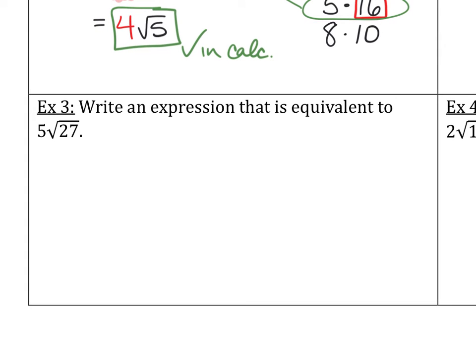We're going to go with this one. Number 3, which is write an expression that is equivalent to. So we're simplifying this radical. What number are you going to make your list for? 5 or 27? 27. Okay, go. I'm going to start walking through this one, so if you're stuck, you can look. But if you're going, don't stop.